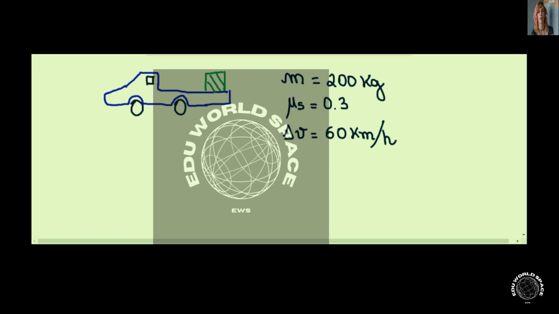In this exercise, we have a crate that has a mass of 200 kilograms and sits at the flat bed of a truck. The coefficient of static friction between the flat bed of the truck and the crate is equal to 0.3, and we want to know what is the shortest amount of time delta t that it can take for the truck to go from rest to the speed of 60 kilometers per hour, so delta v is equal to 60 kilometers per hour, such that the crate does not slide at the flatbed of the truck.